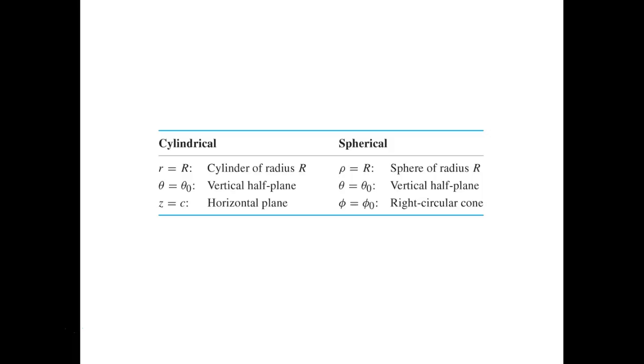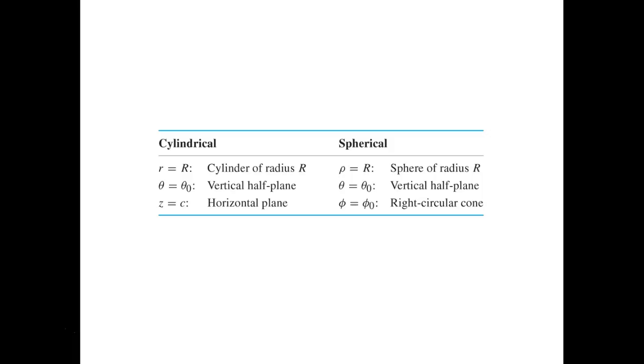These are your traces, okay? In cylindrical coordinates, r is equal to some fixed radius, theta is equal to theta naught, z is equal to some constant, a horizontal plane. So r equal to a constant would be a cylinder of radius r. Theta equal to theta naught would be a vertical half plane at that angle. z equal to c would be a horizontal plane. Those are your traces in the three dimensions r, theta, and z for cylindrical coordinates.